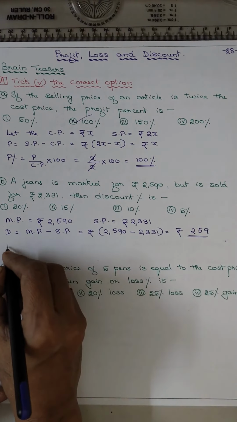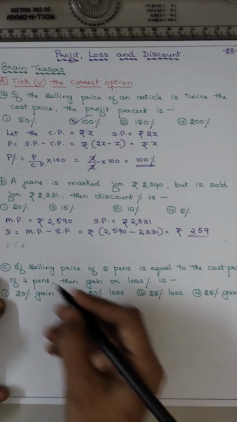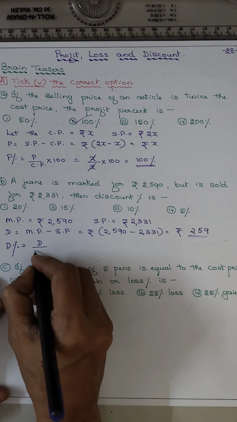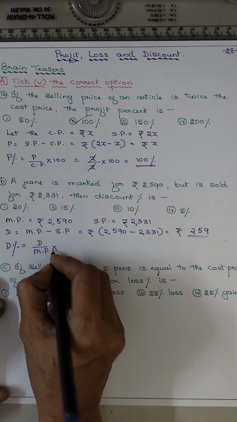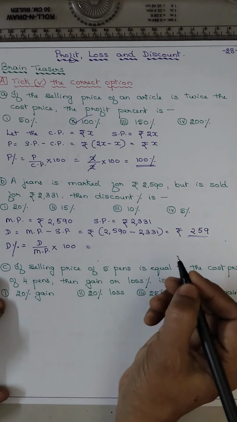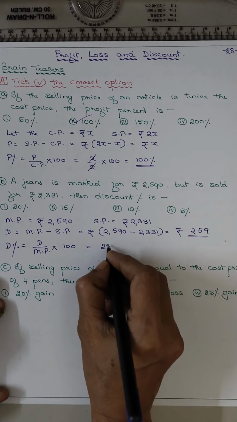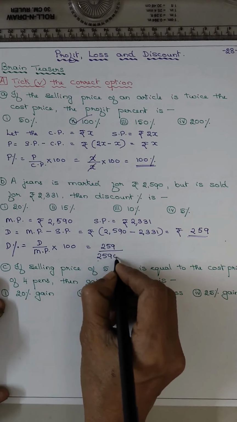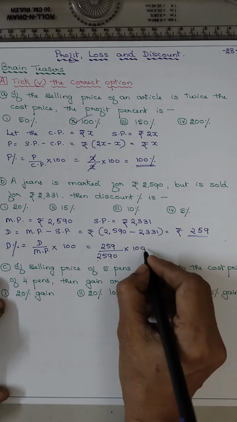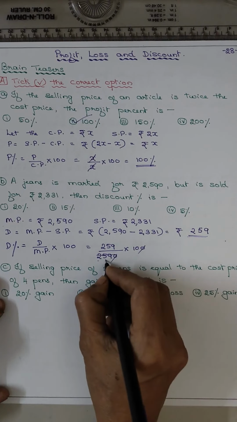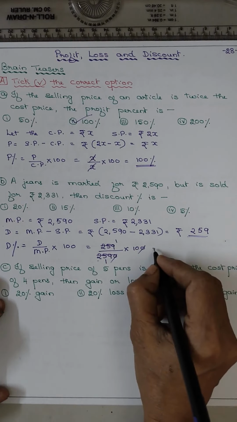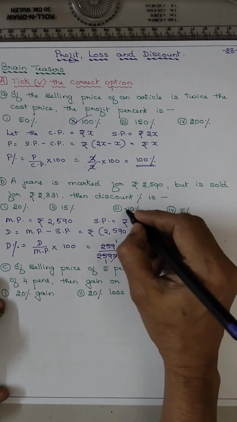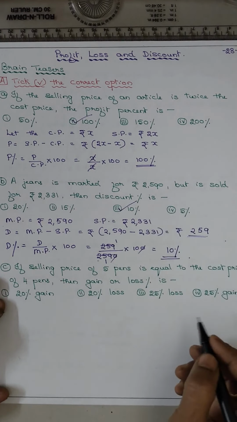259. Now discount percent. Discount percent is calculated on what? Discount upon MP, isn't it? Into 100. So, discount is 259, MP is 2590, into 100. 10 and 10 cut, 259 one time. So, the answer is 10%. Third option is the answer.